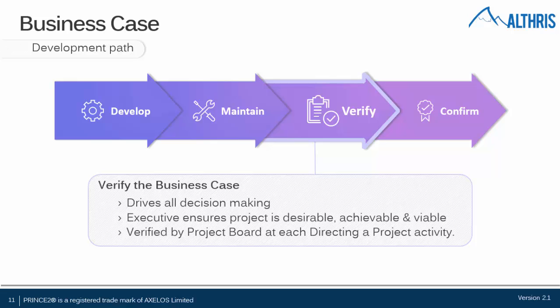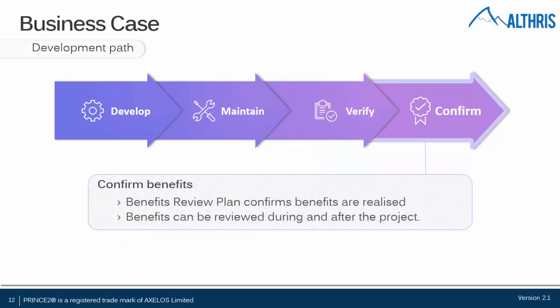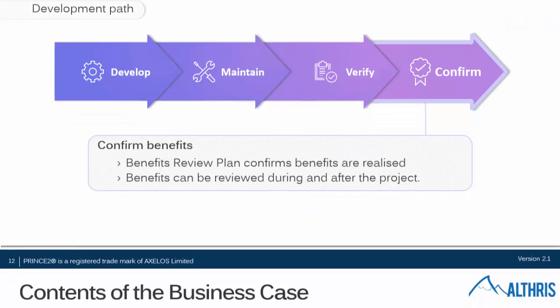So the whole board should come and look at that as well. Verify the board at each directing a project activity. They should go back and look at what has been updated within the business case and what information has been passed back. And we confirm the benefits. The benefits review plan confirms the benefits are realized, and they can be realized, reviewing during, or in most cases after the project. So it has a life of its own going on.